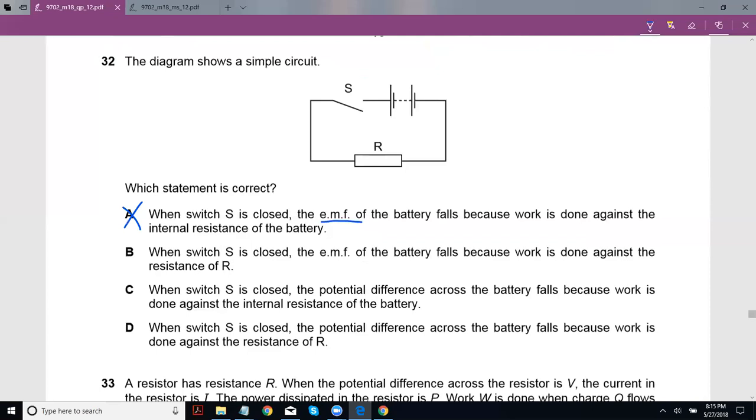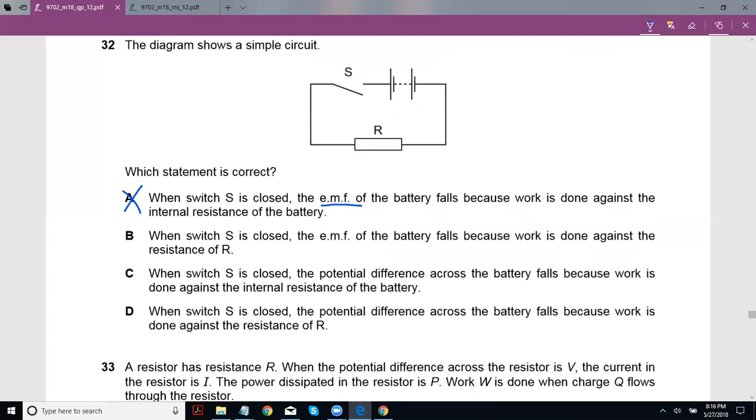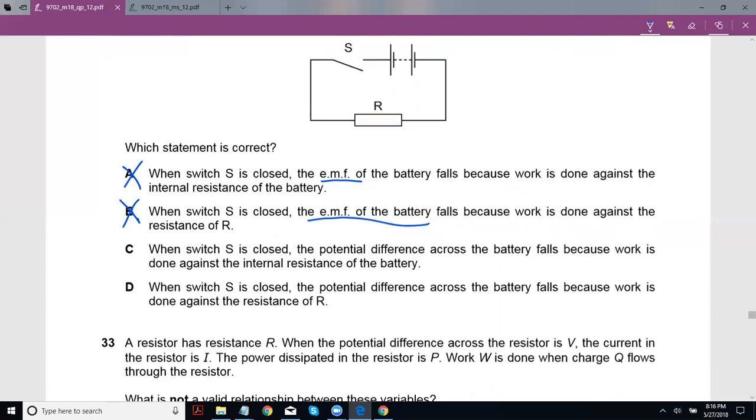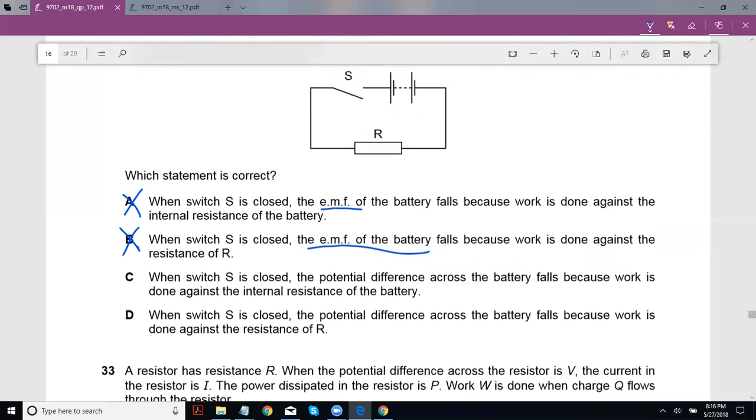There's a difference between EMF and potential difference, right? EMF is the power supplied by the battery. Potential difference is basically whatever voltage is used outside the battery, so potential difference does not include the internal part. So B, when switch S is closed, the EMF of the battery falls because work is done against the resistance of R. But wouldn't the EMF remain the same? Yes, EMF would remain the same, so B is also incorrect. Can we put it simply by saying EMF is the voltage that the battery is providing? Yes, that is exactly what the EMF is.